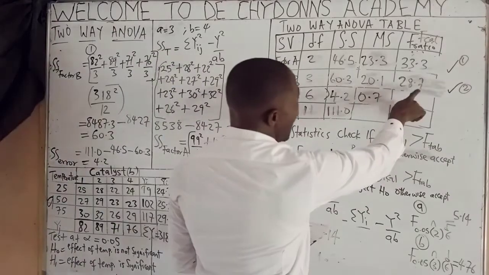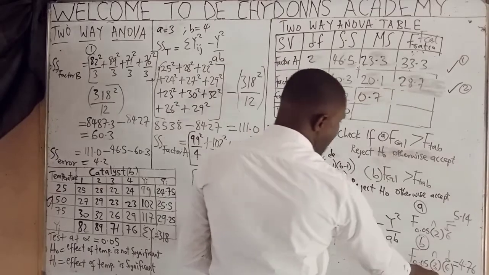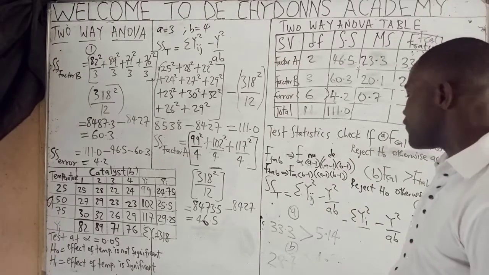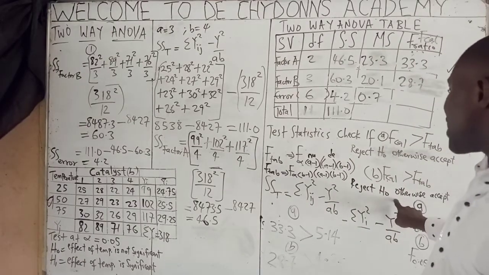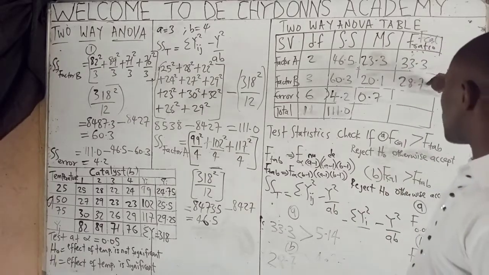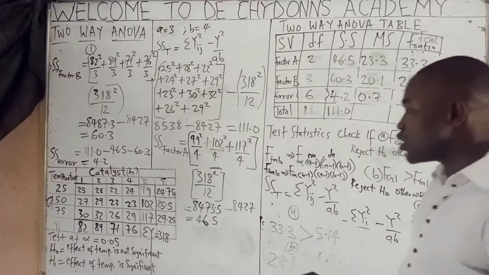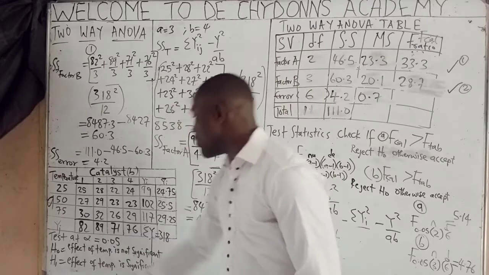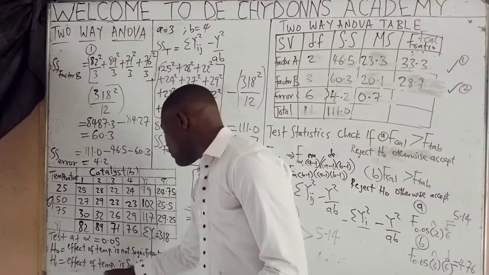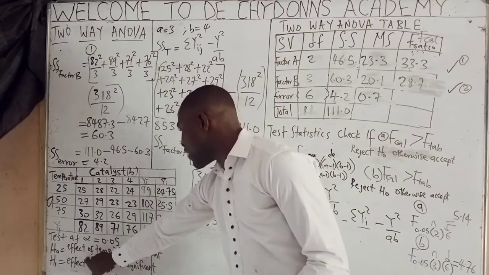So check whether F calculated is greater than F table you have. Since F calculated is greater than F table, we are to reject null hypothesis. Yes, that is the conclusion for the second one. Why? Because F calculated, which is 28.7, is greater than F table. Since we have rejected the null hypothesis, we have to accept the alternative hypothesis. This is for the effect of catalyst, and this is for effect of temperature.